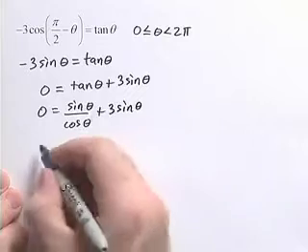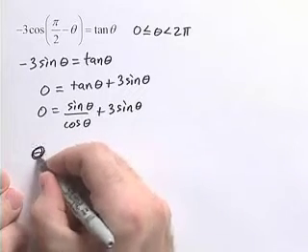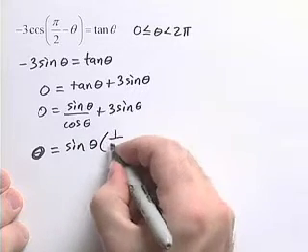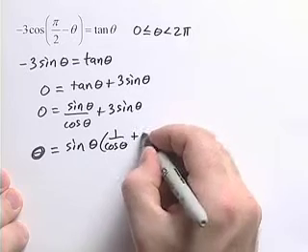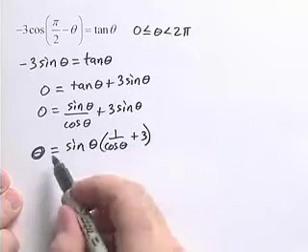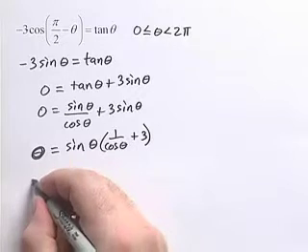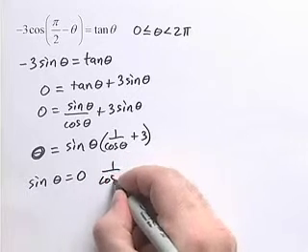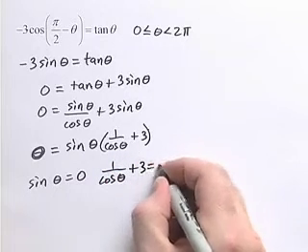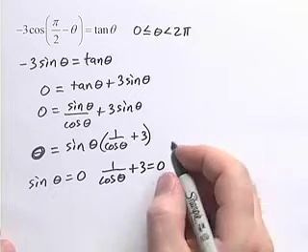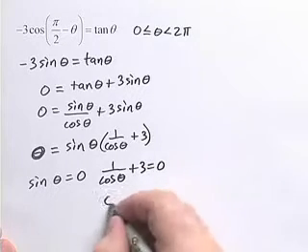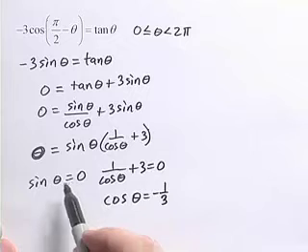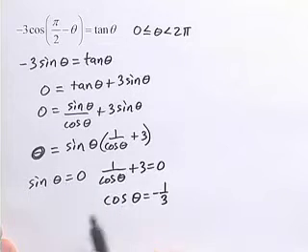Here we can factor a sine theta out. 0 is equal to sine of theta times 1 over cosine theta plus 3. We're going to set each one of these factors equal to 0. So we'll get sine of theta is equal to 0, and we'll get 1 over cosine theta plus 3 is equal to 0. And this second equation here will yield us cosine of theta is equal to negative 1/3. So we need to find values for theta that solve these two equations.